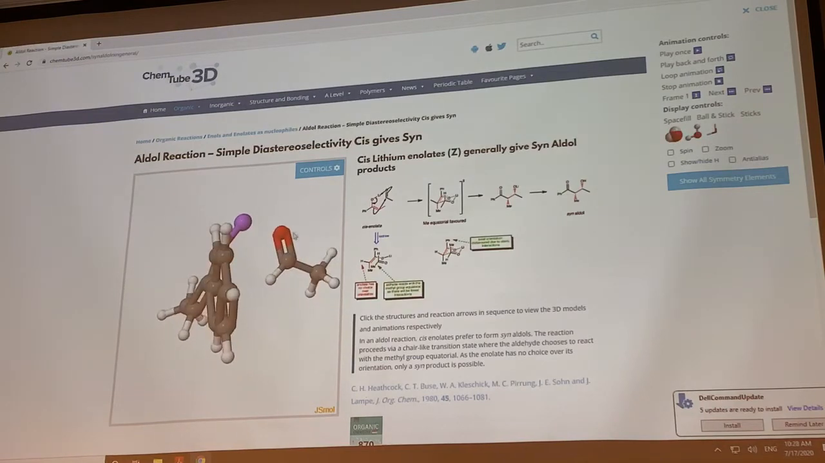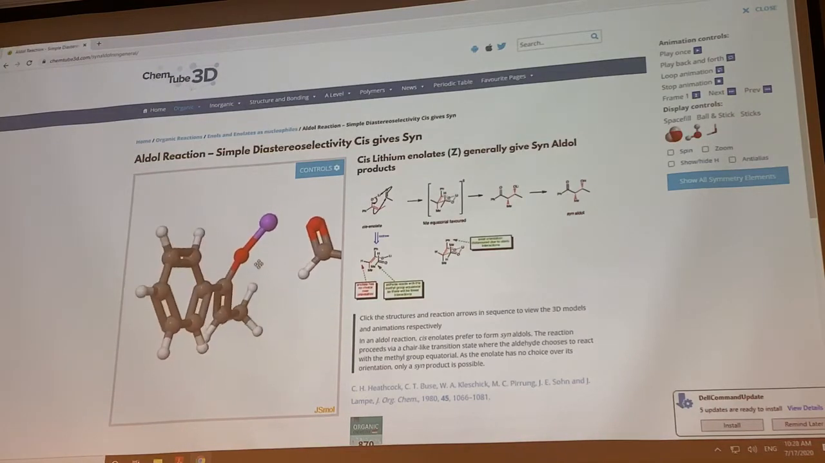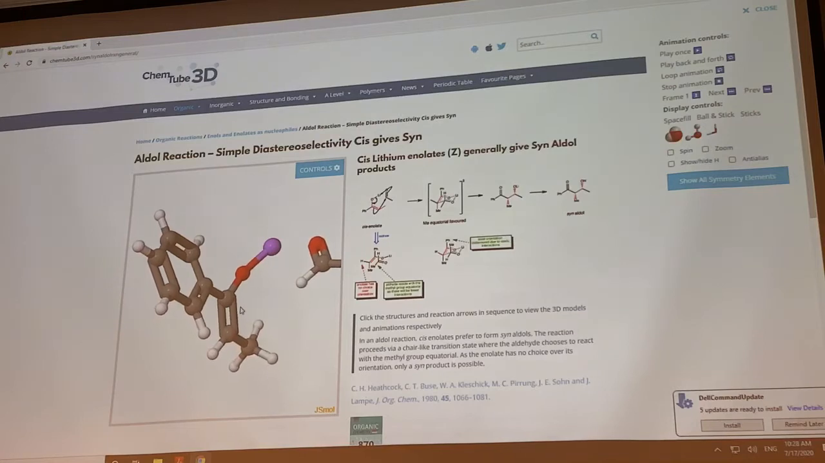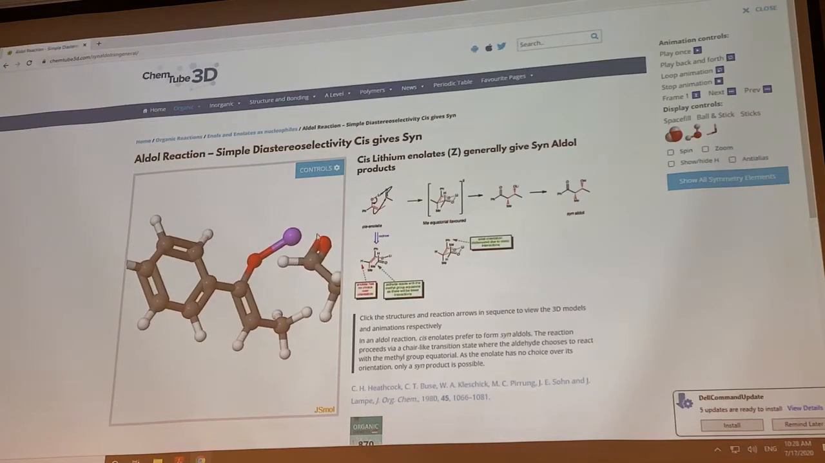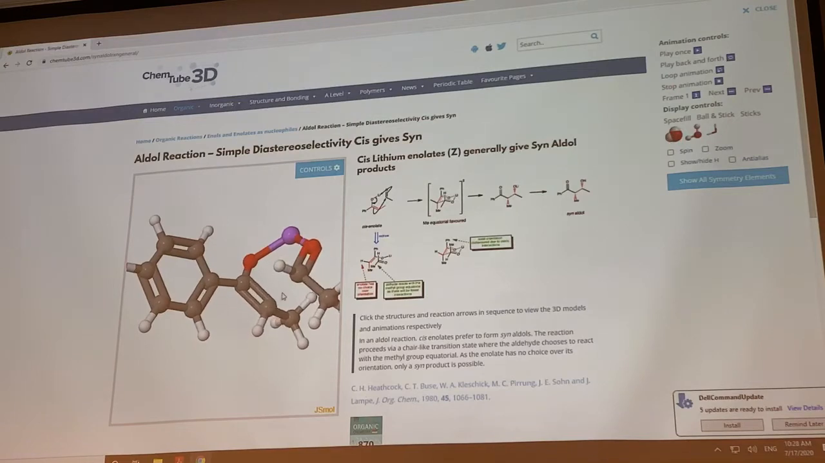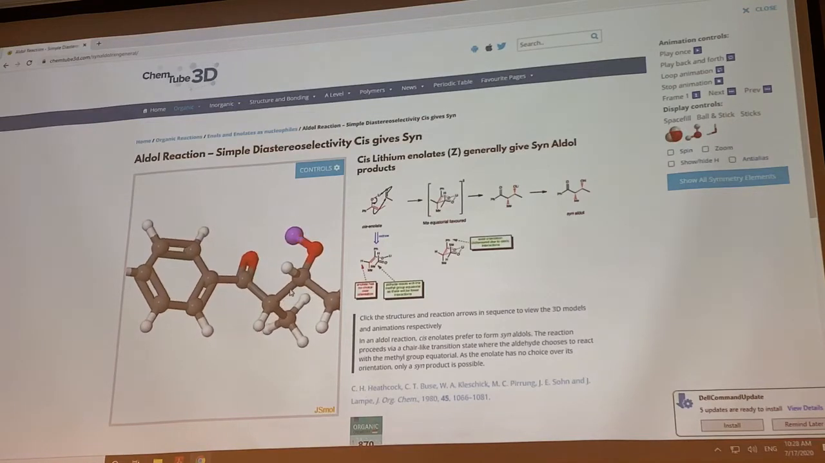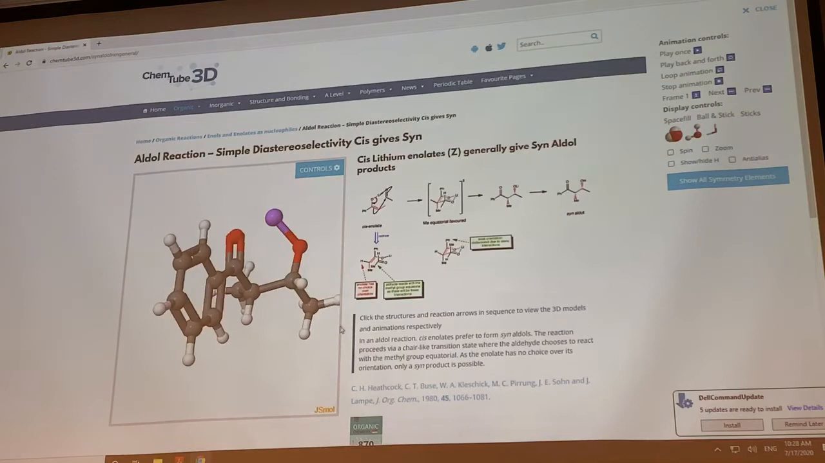It's acetaldehyde here. And you can see as the enolate nucleophile approaches, the purple ball is lithium, so that acts as a Lewis acid coordinating the carbonyl of the aldehyde. And then when they get in close enough proximity, a new carbon-carbon bond is formed right there. So this is the aldol product.